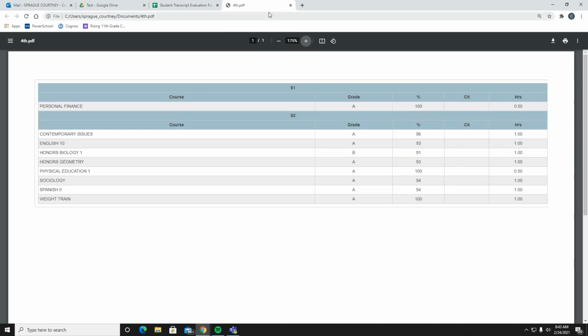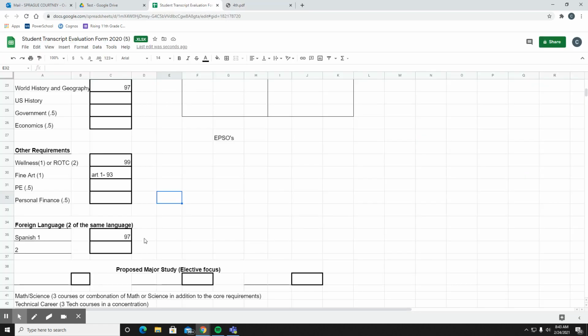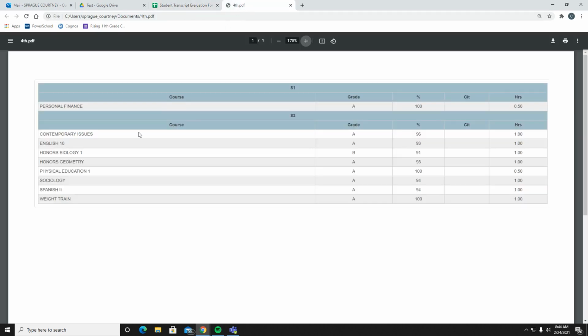And so for this student, I took a picture of what that was. So this is the student's 10th grade year. So for personal finance, she got a 100, and it was a half a credit hour. Everything is supposed to be a full credit unless it's listed as not needing to be a full credit. So these 4 are pretty much the only ones that don't have to be a full credit. So we got a 100 for personal finance.